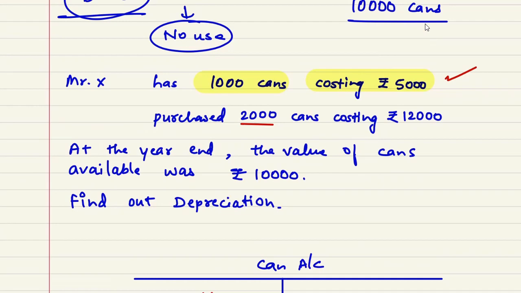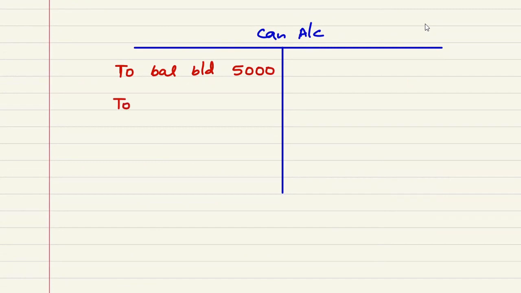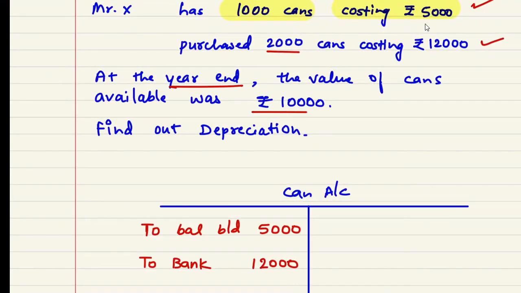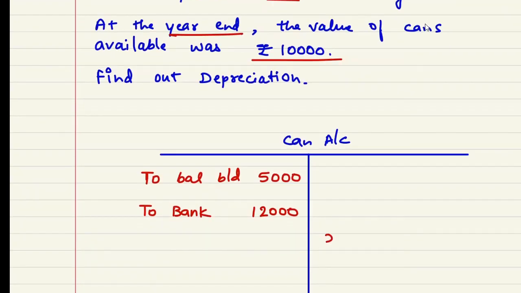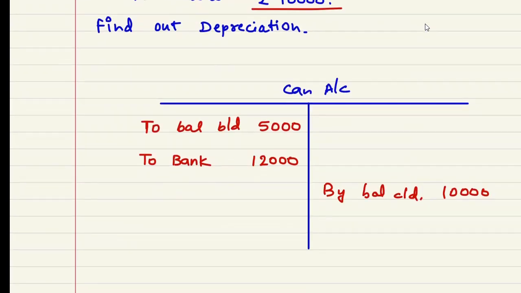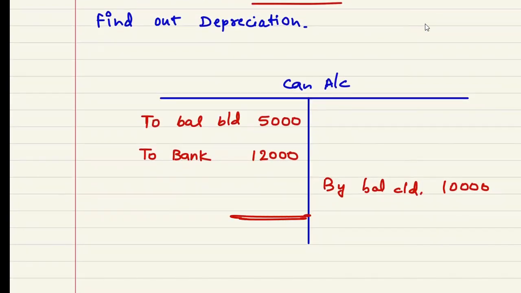Then he purchased an additional 2000 cans, which cost 12,000. So, for example, he purchased them through the bank account for 12,000. Now at the year end, what is the balance available? That is rupees 10,000, the closing balance which is already given in your question. So I would write by balance carried down, 10,000. Whatever is the balancing figure would be charged as your depreciation.